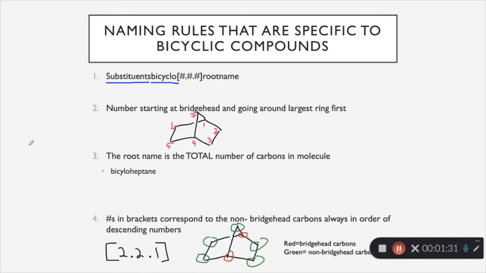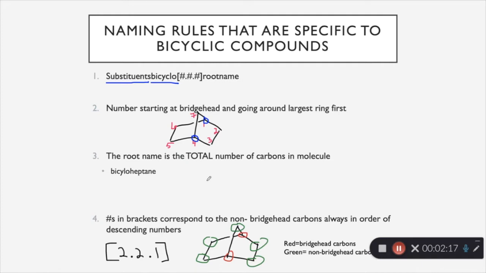So number two, you start numbering at the bridgehead, going around the largest ring first. The bridgehead is going to be where the two rings come together. So this would be a bridgehead, and this would be a bridgehead. And you are going to start going around the largest ring first. You can see this ring is going to be 6 carbons, and this one is just going to be 1 extra carbon. So you would start going this way. And if it had a substituent, you would want to start at the bridgehead and then number around the largest ring, going the way of the substituent first, giving that substituent the lowest number possible.